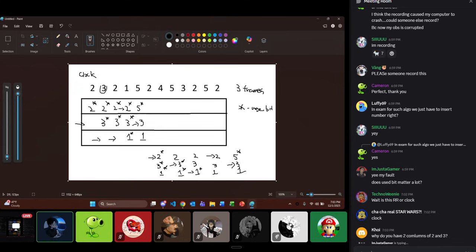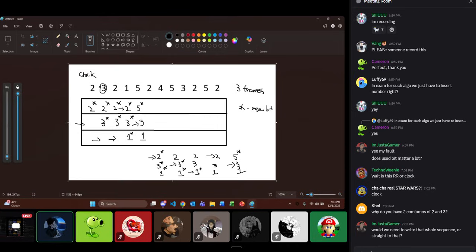Well, at this step right now, if we want to replace 2, because 2 already exists, I don't need to do anything because 2 already exists. Simple as that. So just do absolutely nothing if a number already exists.